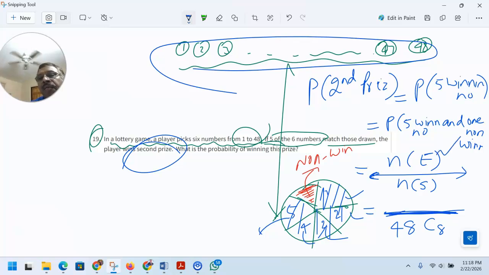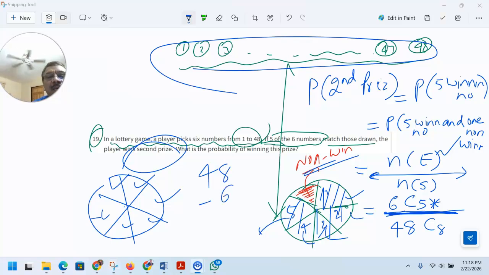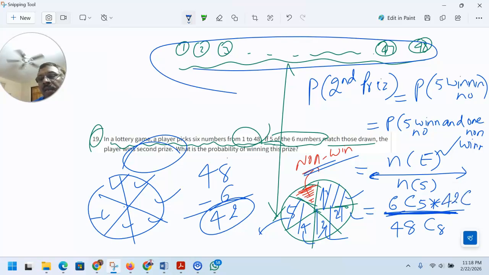But for the top part, you got 5 winning. That means there are 6 winning numbers, right? From 6, he got 5 winning numbers, and then the other number is a non-win. From 48, you take away the winning ones to know how many non-winning numbers there are, so this will be 42. So there are 42 non-winning numbers. So this is 42 C 1, and he got one non-winning. So this is the most important equation.